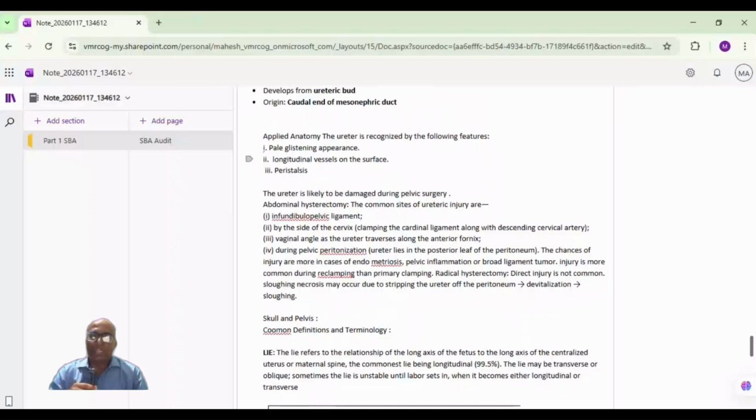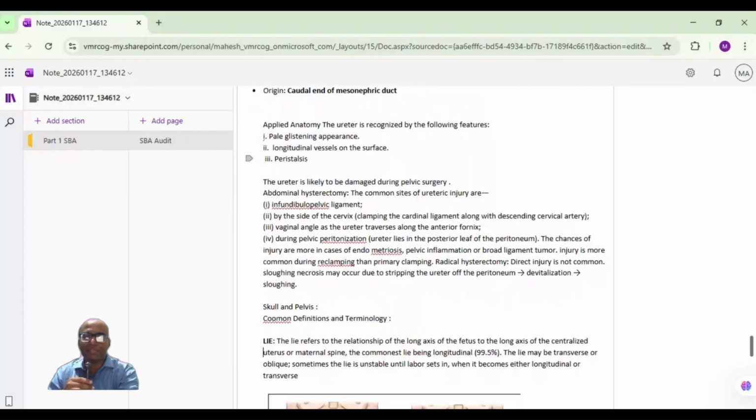So coming to the skull and pelvis, common definitions. These things are asked in the examination. Lie refers to the relationship of the long axis of the fetus to the long axis of the centralized uterus or the maternal spine. The commonest lie is longitudinal, in 99.5% of cases. You should know in how many percent of cases we get a longitudinal lie: 99.5%.